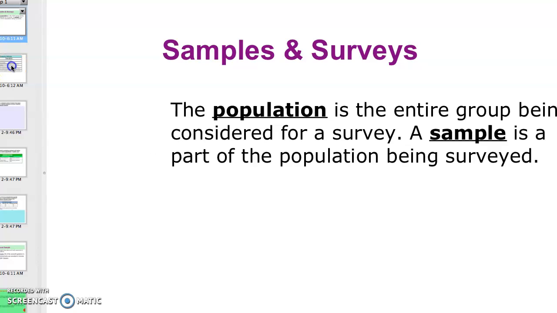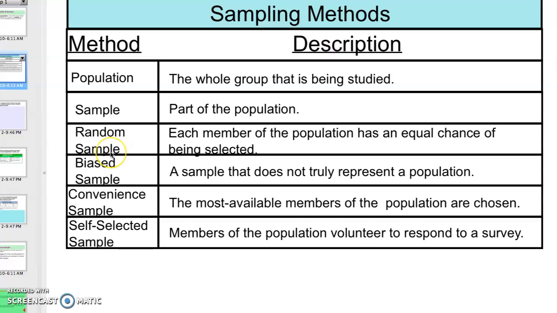There are different types of surveys that you do. Here there's a random sample, and then maybe I will just ask whoever is most convenient to me, or self-selected, like in the cafeteria. And so we're going to go through it.